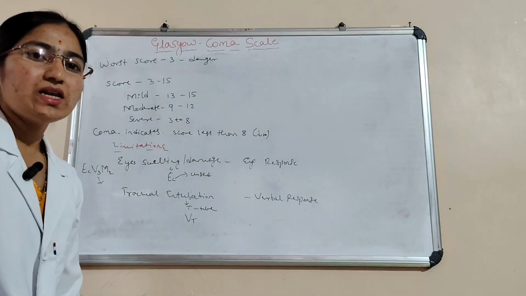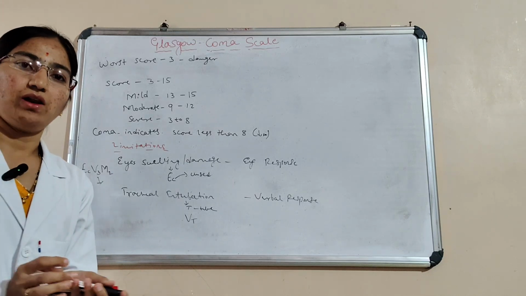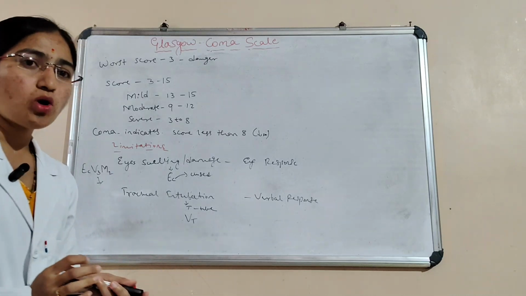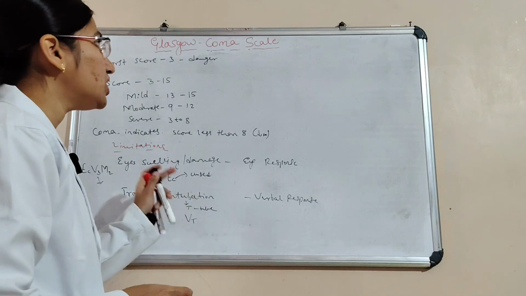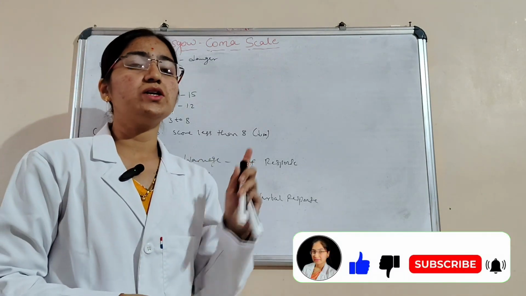Glasgow Coma Scale is used to assess the conscious level in the case of traumatic brain injury. I hope you all are very clear with the topic.